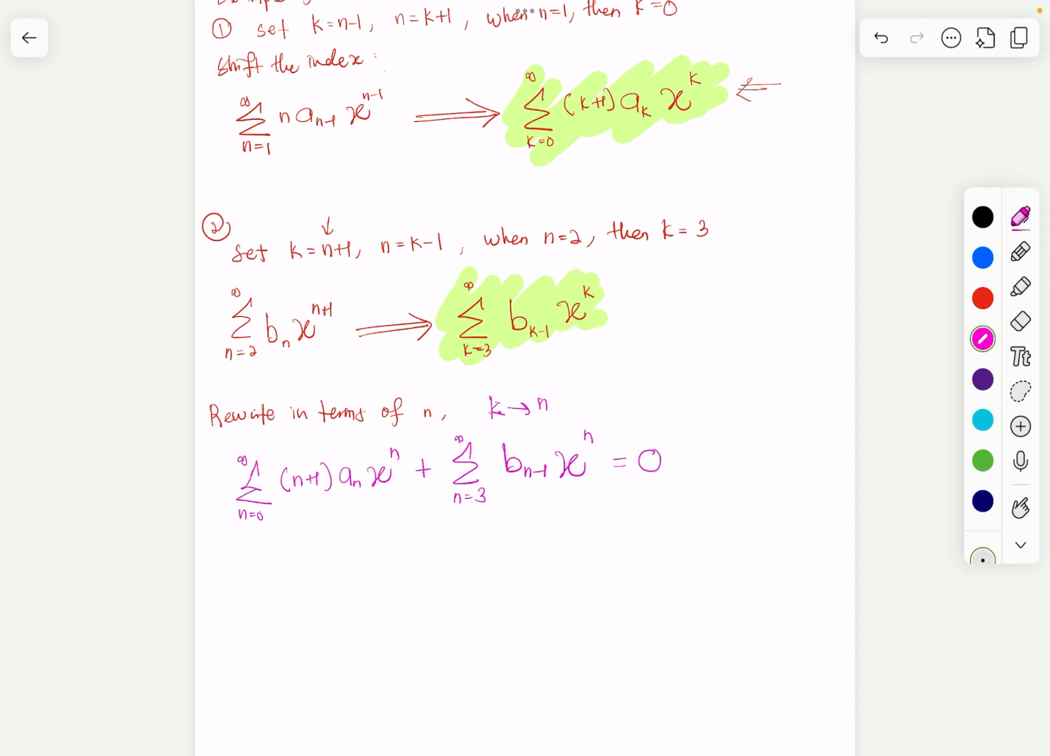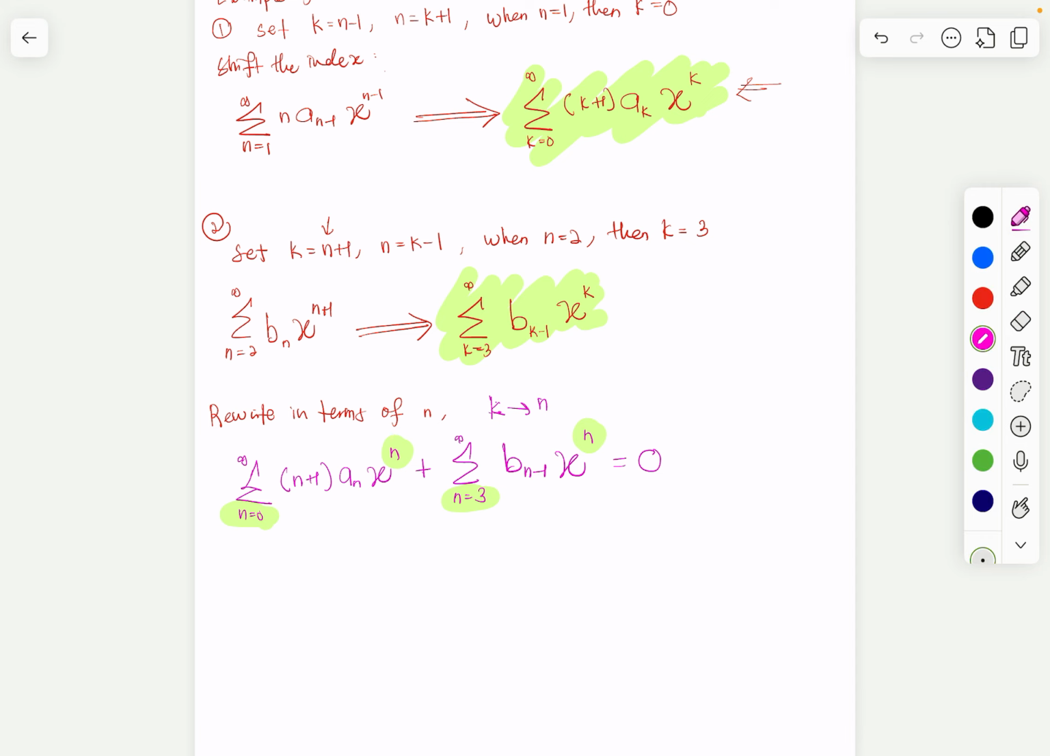So we can try to solve this by equating it to 0, because now the power of n is the same. Now look at this. The first part of the series, n starts from 0, but the second part, n starts from 3. So what we can do is try to combine these two series into just one summation. To combine into just one summation, we can use the summation that starts from 3.